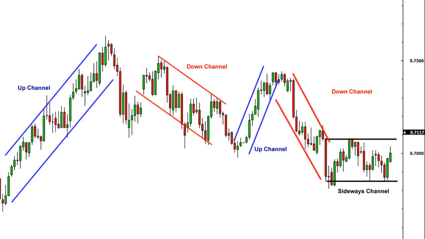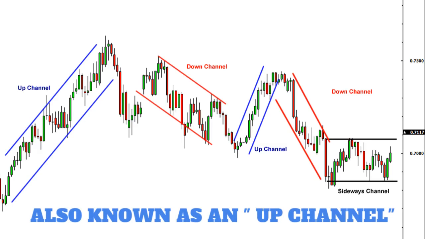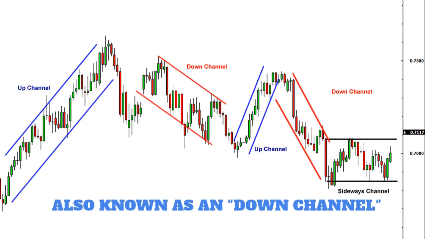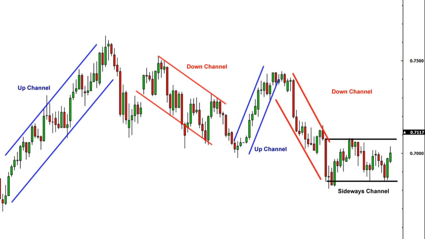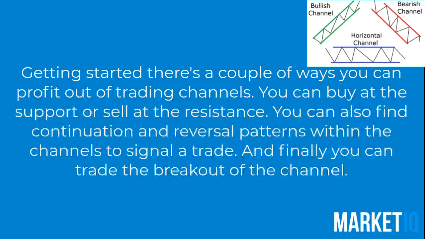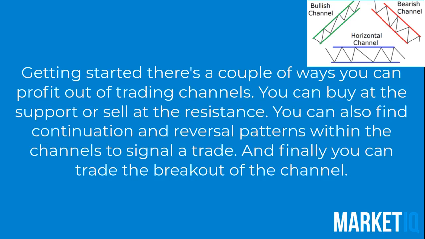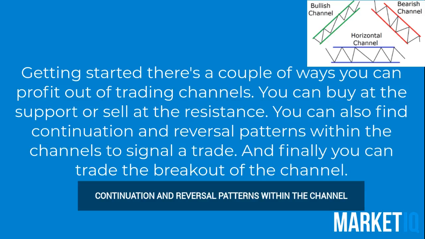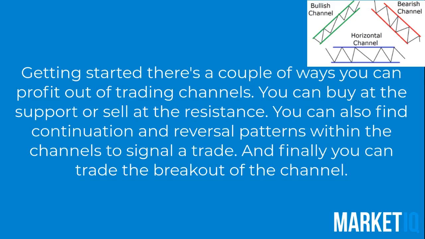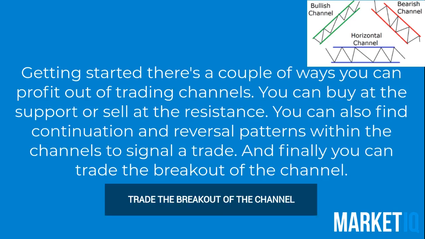So getting started, as we know, there are three different types of channels. We have an ascending channel, a descending channel, or a sideways channel. Now, there are a couple different ways that you can profit out of channels. You can buy at the support or sell at the resistance. As we know, channels are just made up of support and resistance lines. You can also find continuation and reversal patterns within the channels to signal a trade. And then finally, you can trade the breakout of the channel.